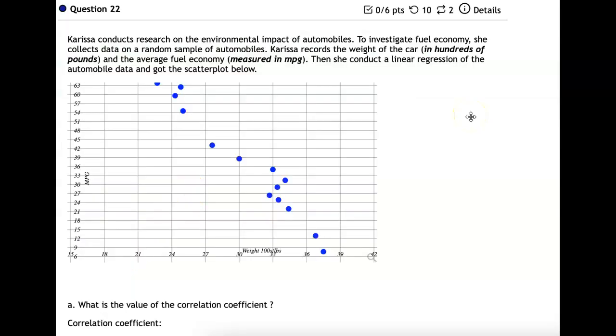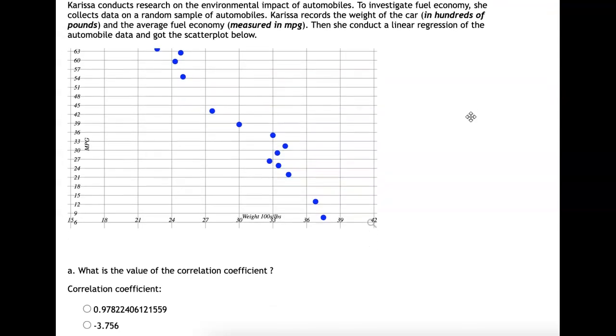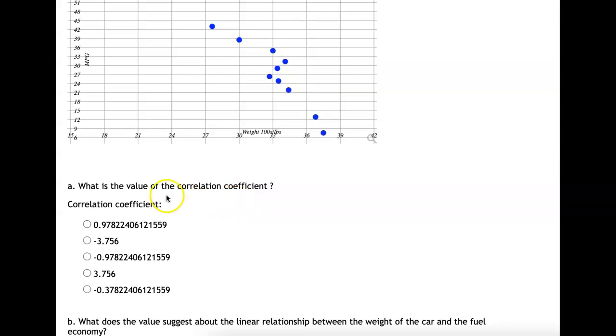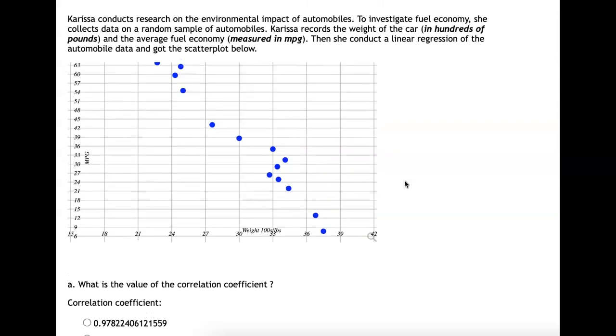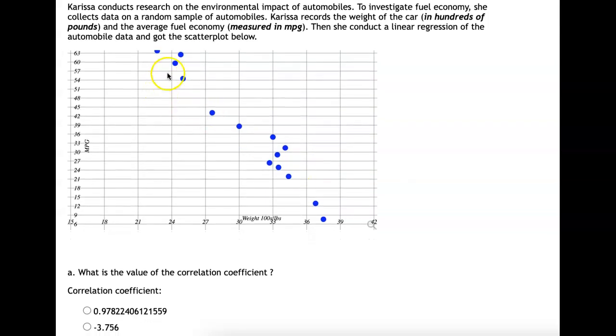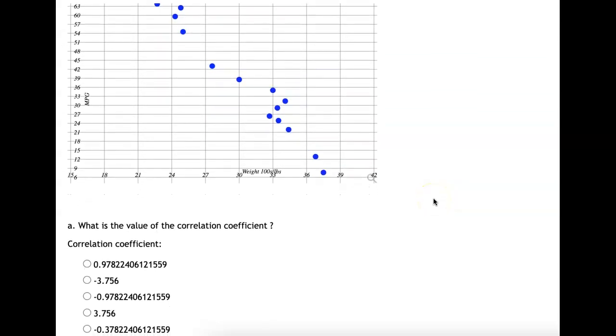Now, on a question like this one, it already has the data graphed, and in part A, it asks for the value of the correlation coefficient, and they don't give you a column for X, a column for Y, so that you can copy and paste it into that linear regression tool. So I don't want you to have to go through and estimate what all these points are. You don't actually need to be able to calculate the correlation coefficient here.